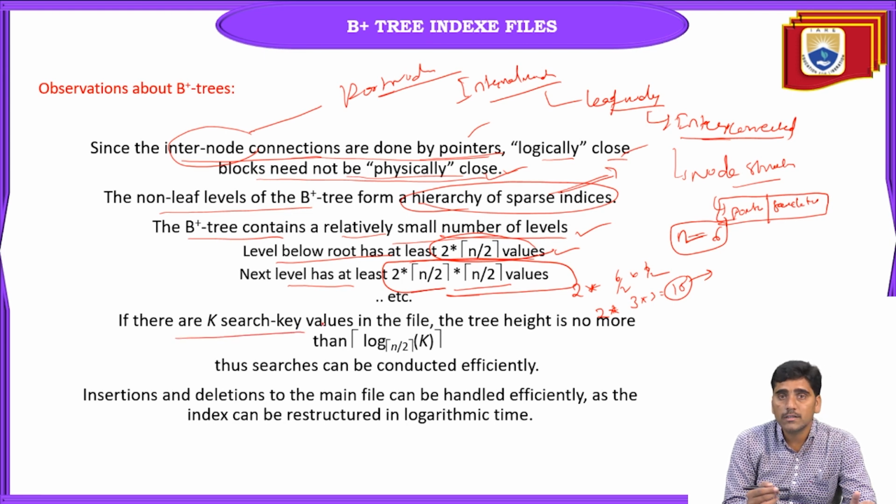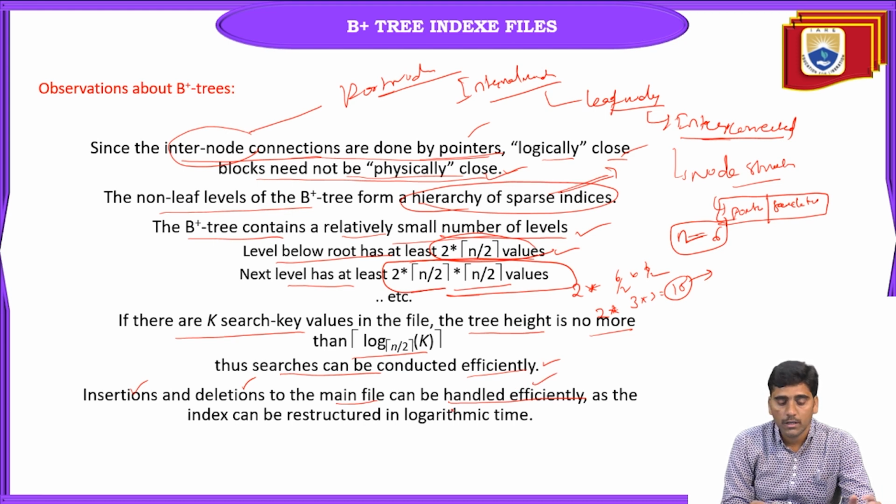If there are k search key values in the file, the tree height is no more than log base n by 2 of k. Thus, searches can be conducted efficiently. The searching mechanism for the records is conducted efficiently. And insertion and deletion to the main file can be handled efficiently.